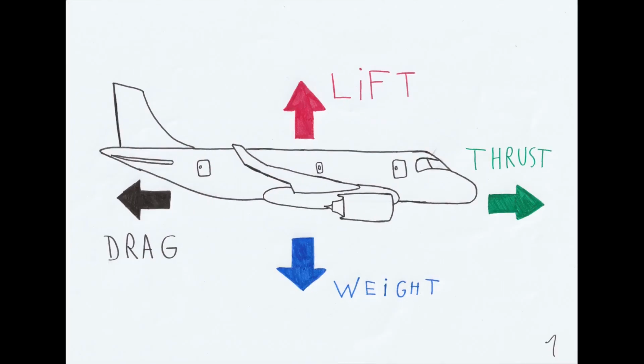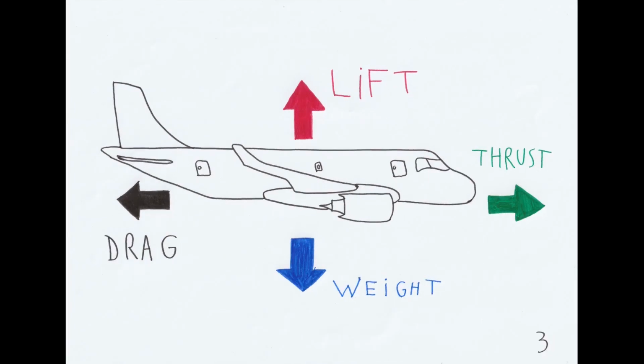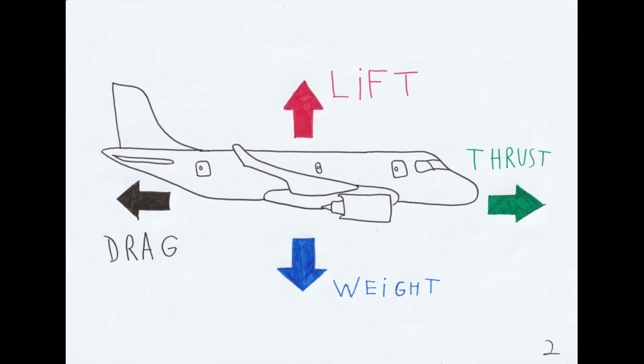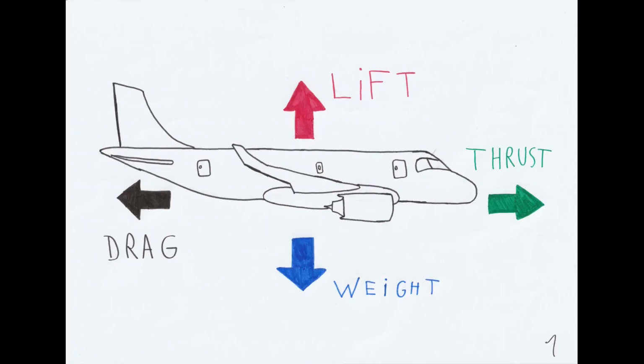In the same way, if thrust and drag are of equal energy, we'll go at a constant speed. If thrust is greater than drag, we'll accelerate. Inversely, if it's smaller, we'll slow down. Well, now we are flying.